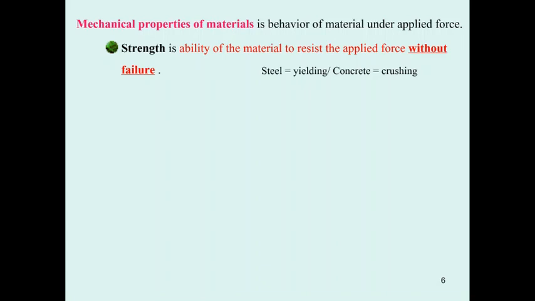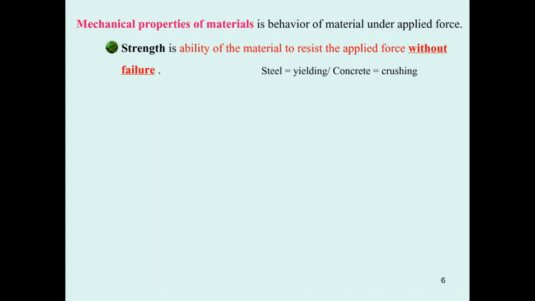Okay, first, what is the definition of strength? The strength is the ability of a material to resist the applied force without failure. So that means the strength depends on how we define the failure. In the steel, we define yielding as the failure of the material, because after yielding, the material will deform so much that the structure cannot perform its intended function.